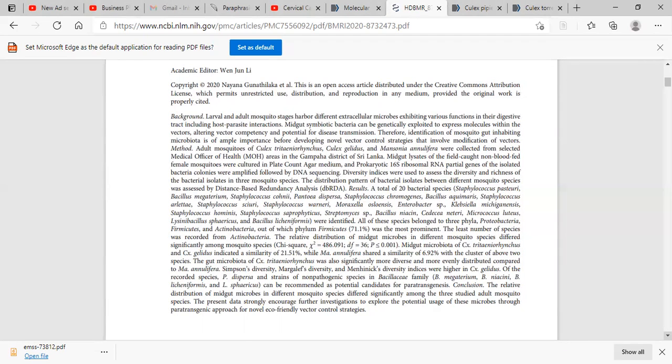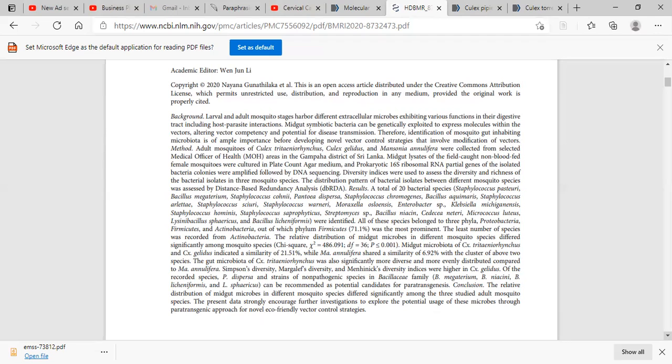In this case, the larva and the adult mosquito stages can harbor different extracellular microbes, which exhibit various functions in their digestive tracts, including host-parasite interaction. Normally, the midgut symbiotic bacteria can be genetically exploited to express molecules within the vector. This is very important for altering vector competency, that means the ability of the vector to transmit a pathogen.